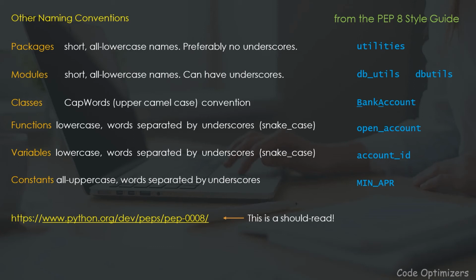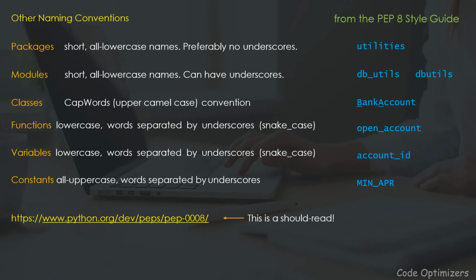Classes are different. The convention is to use CapWords or upper camel case, which means that all words are linked together. There are no underscores, but the beginning of each word is an uppercase letter, including the first letter of the name. Functions should be lowercase, and the words can be separated by underscores, which is called snake case, right? So for example, open underscore account. This might be a method in your bank account class called open account.